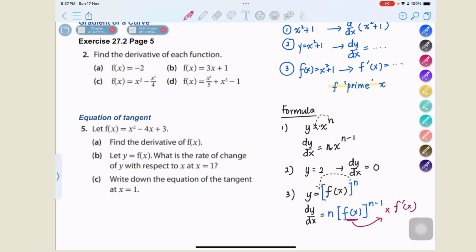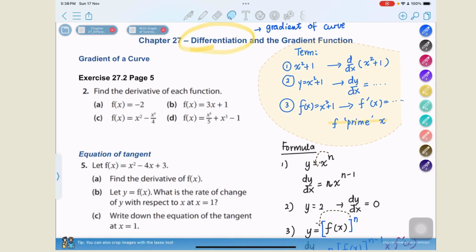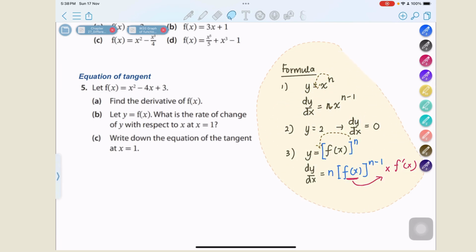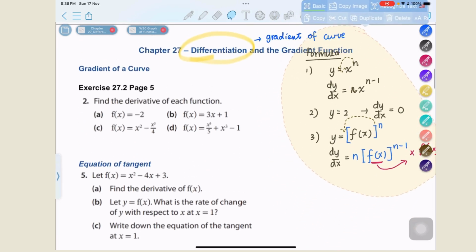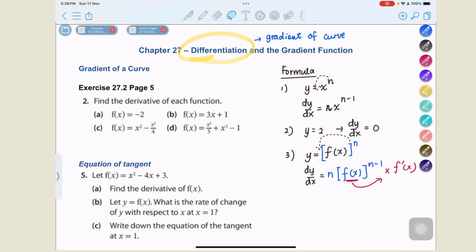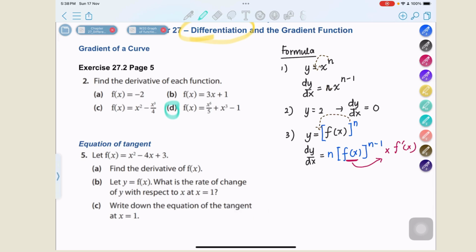Alright, let's look at some examples in exercise 27.2. I'm going to move up these rules so you can refer. Maybe we look at question D. In question D, they said find the derivative of each function. So look at that, they give the term f(x).